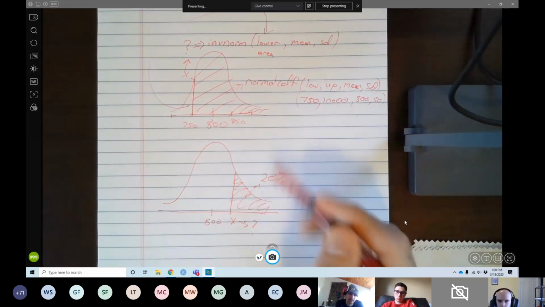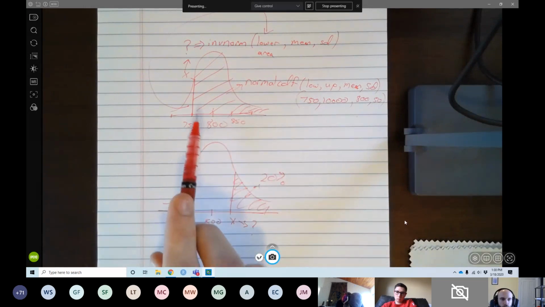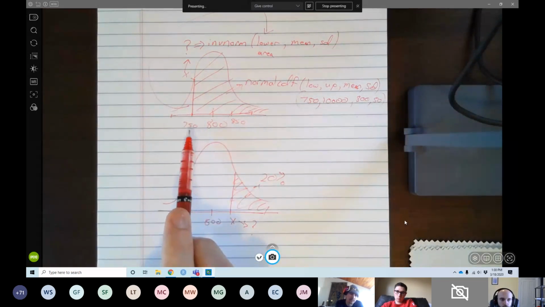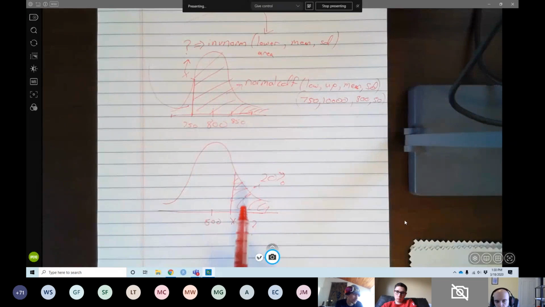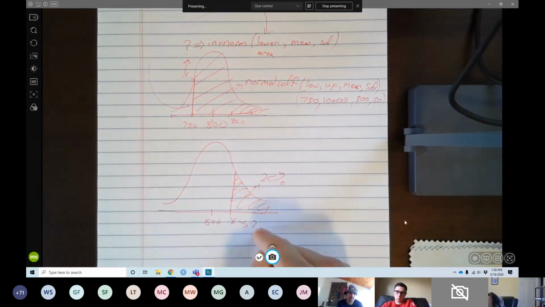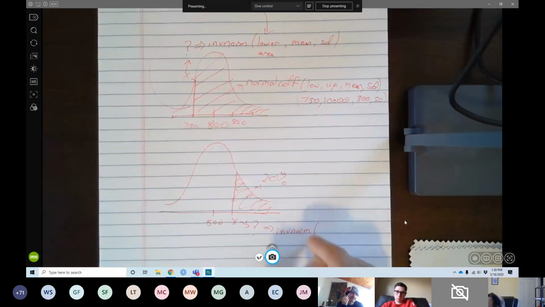So this is kind of switched from what we had in the previous one. Last time we actually gave you x, we knew that one to be 700, and we're looking for this area. Now we know this area is 20%, and we're looking for the x value. That means we want to use the other one. We want to use the inverse norm function.